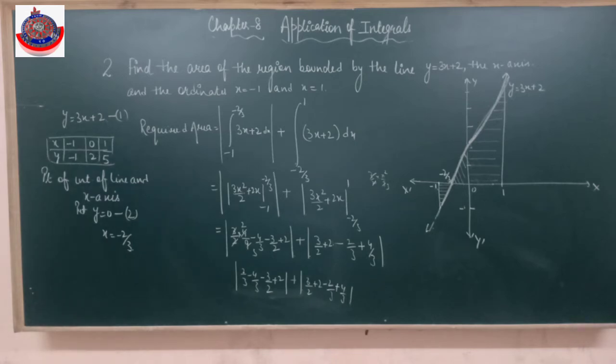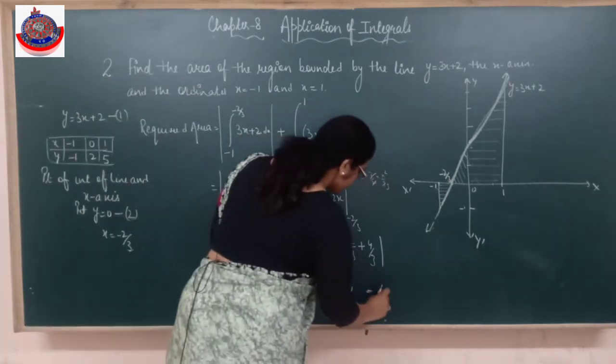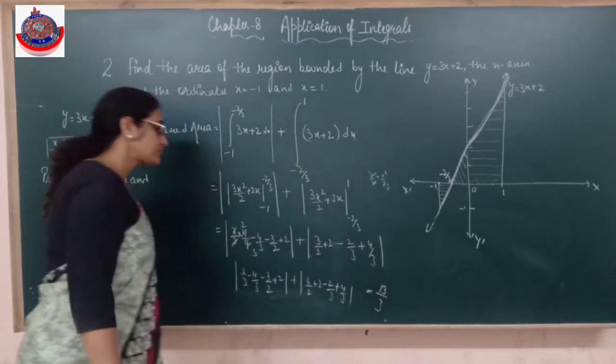Is it clear? One portion and then solve the other one. So it's coming to be 1 by 6 plus 25 by 6. It's coming to be 13 by 3 in total.